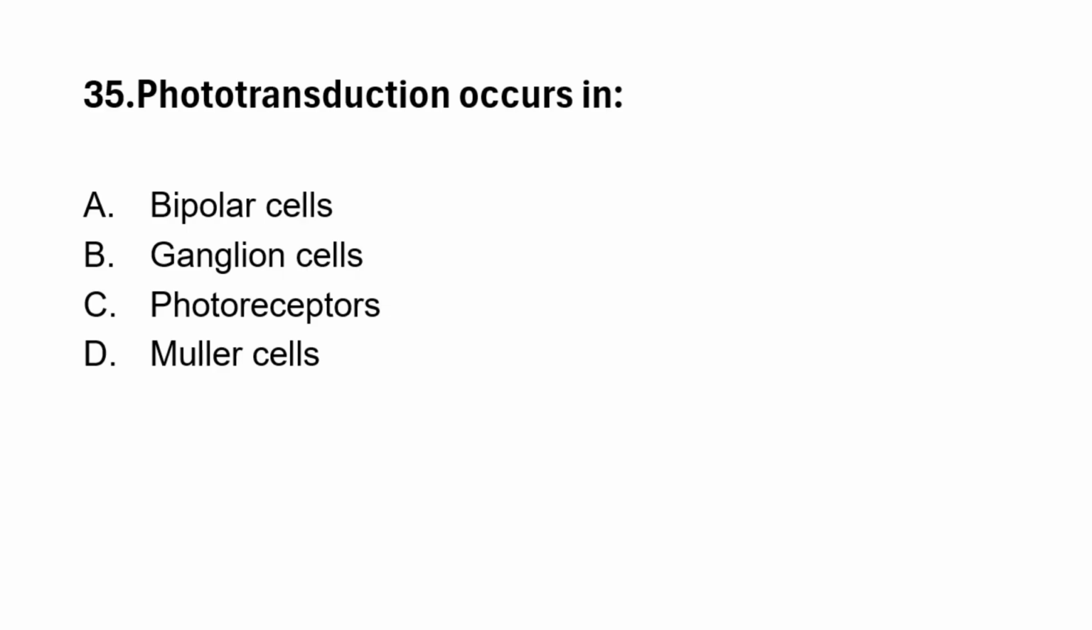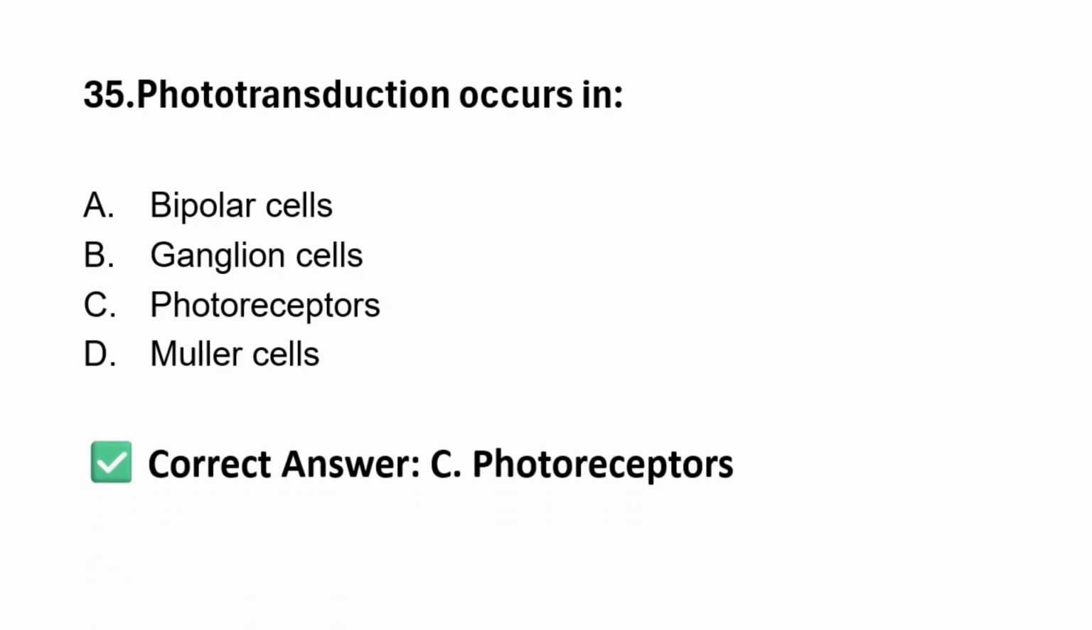So the correct answer is option C photoreceptors. Phototransduction simply means converting light into electrical signals, and this important process starts inside the rods and cones.